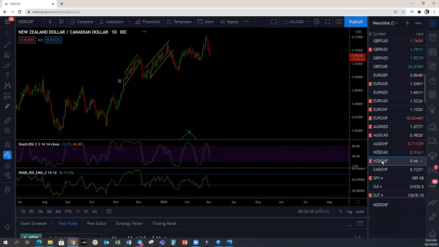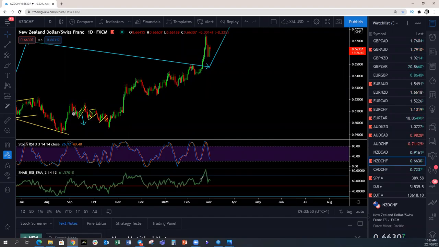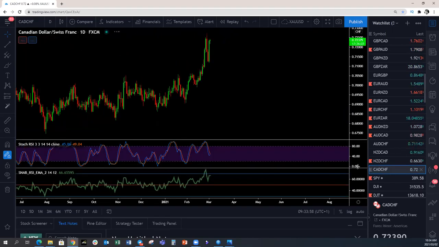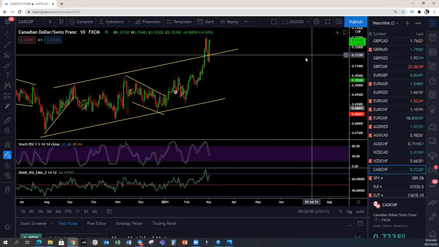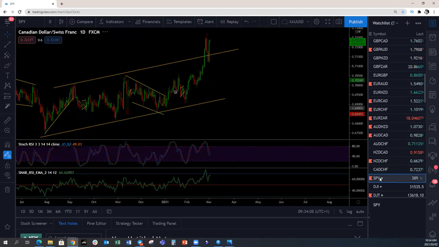New Zealand Chief, the same, it bounced up before we could dip below 50, so it's resetting here. So no surprise that we're still getting continuation to the upside. CAD Chief also, not even a reset here. RSI remains well above 50, so that's why you don't look for any sell setups on these pairs.